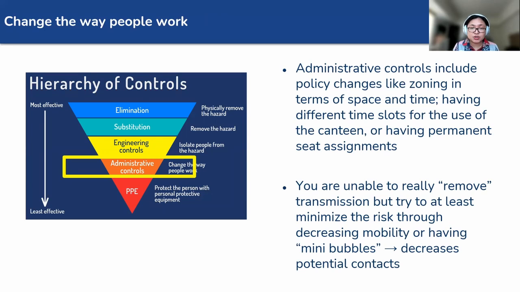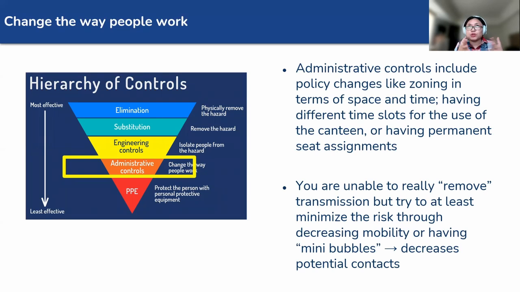The fourth one is administrative controls. So administrative controls include policy changes like zoning in terms of space and time, having different time slots for the use of the canteen, having permanent seat assignments. So let me explain. We try to limit people, right? Limit them from intermingling or mixing. Because later on, when you do the contact tracing, contacts are defined as having epidemiological links, right? In space and time, which we talked about in module 14.